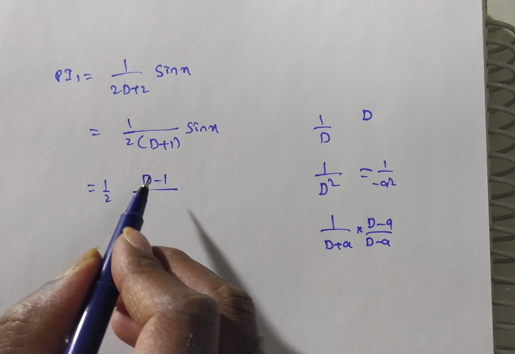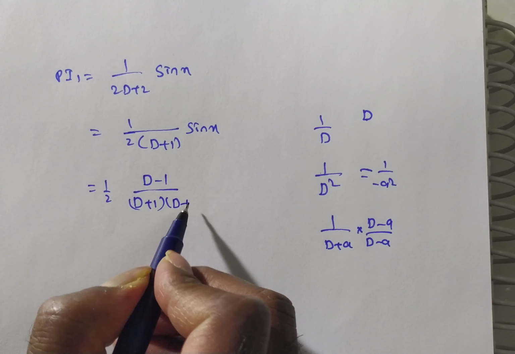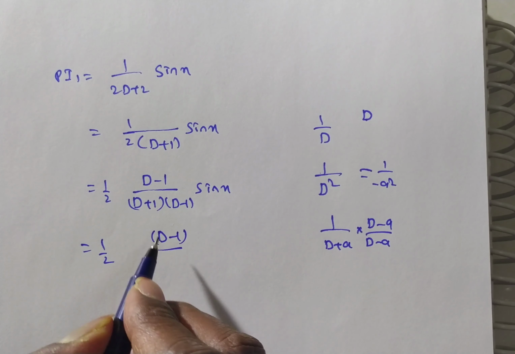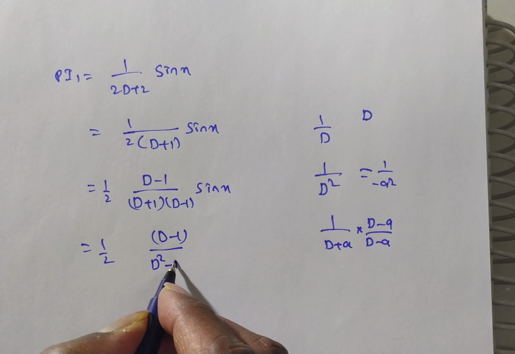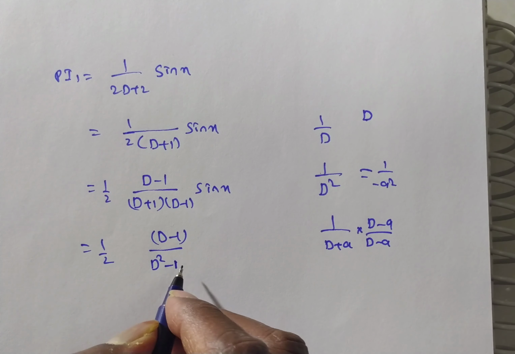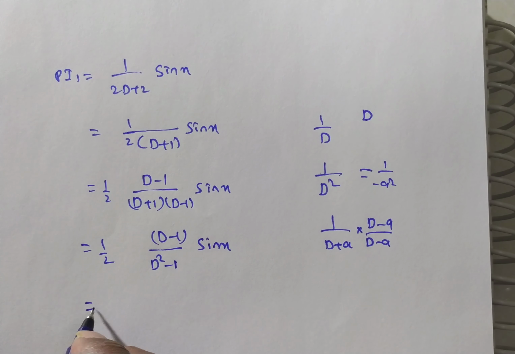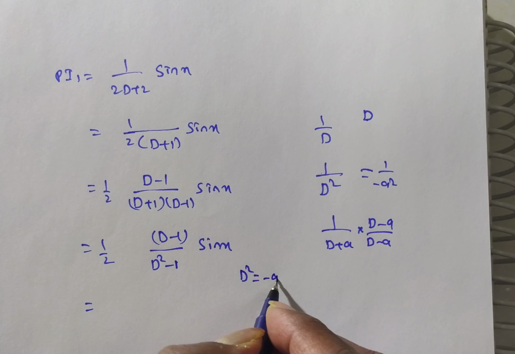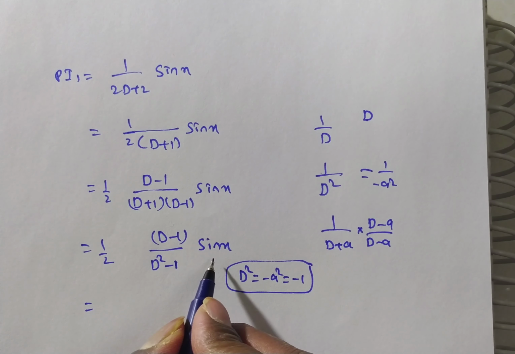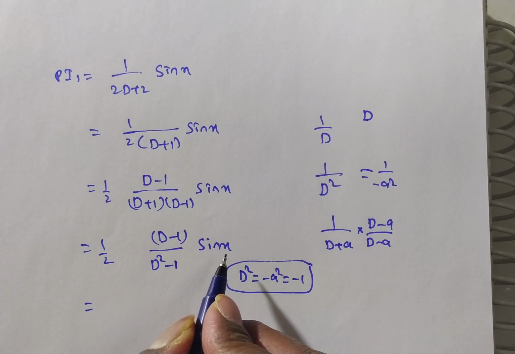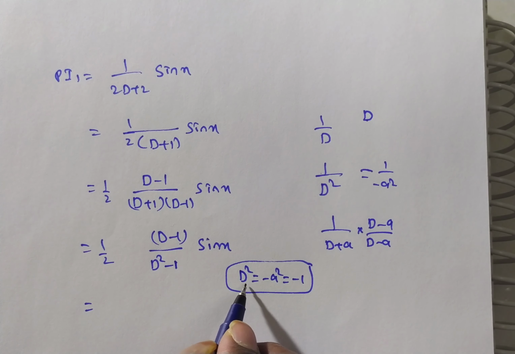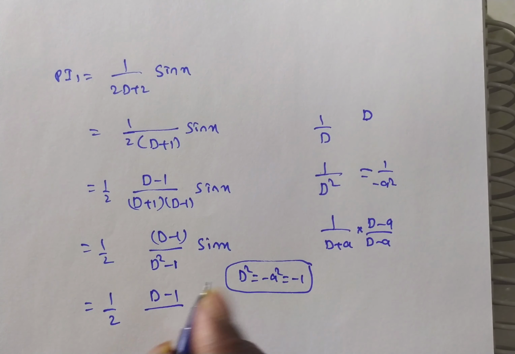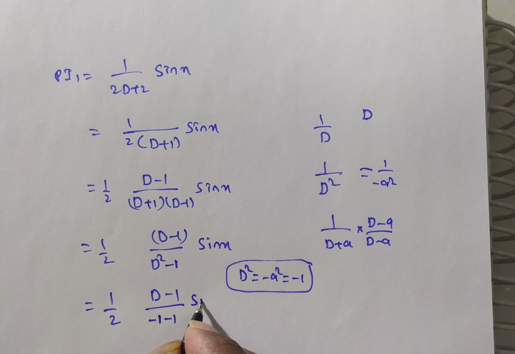So D minus 1 by D plus 1 into D minus 1, into sine x. Okay. Now 1 by 2 times D minus 1 over, this is a plus b into a minus b, so a square minus b square, nothing but D square minus 1 square, that is 1, into sine x. Now again D square is there in the denominator, so we have to substitute D square equal to minus a square, that is minus 1, because in place of sine ax we have sine x. So ax is equal to x, so a is equal to 1. That implies D square is equal to minus 1. Now D minus 1 by D square equal to minus 1, if I substitute minus 1, into sine x.